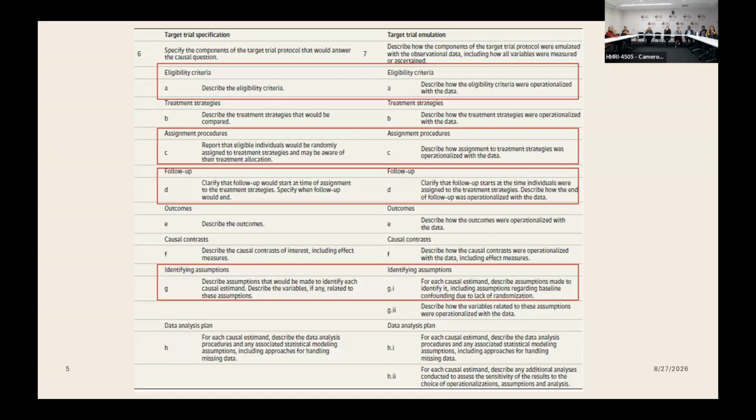Any questions before I keep going to the example, which is the next thing that I'll do?